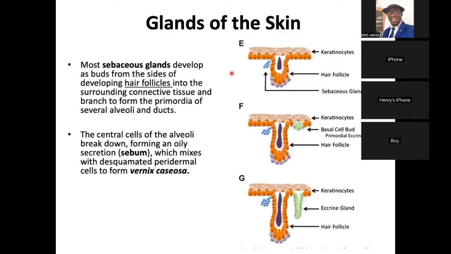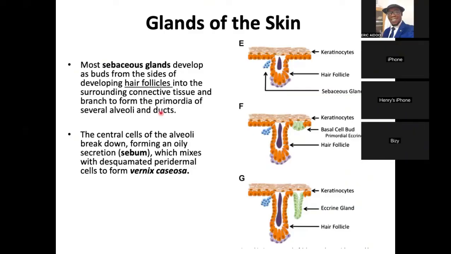All right, so just as you saw the ectoderm, and for that matter, the epidermis, invaginating to form the hair, glands of the skin also go along that line. So we want to look at sebaceous glands. Most sebaceous glands develop as buds from the sides of developing hair follicles into the surrounding connective tissue and branch to form primordia of several alveoli and ducts.